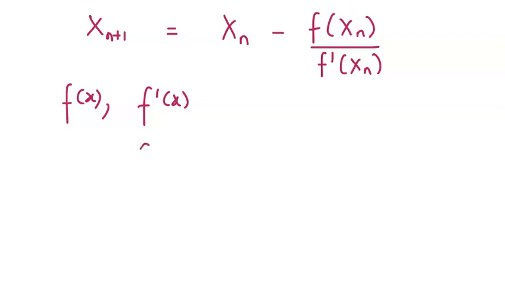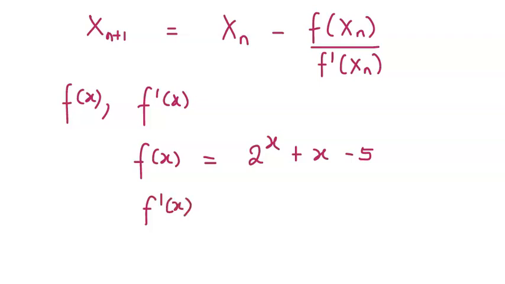So our f of x is equal to 2 raised to the power of x plus x minus 5. Therefore, the f prime of x will be equal to the derivative of 2 to the power of x, which gives us 2 raised to the power of x multiplied by the ln of 2, plus the derivative of x, which is 1, minus the derivative of 5. 5 is a constant, so that will give us 0. So this is the derivative of f of x, right?